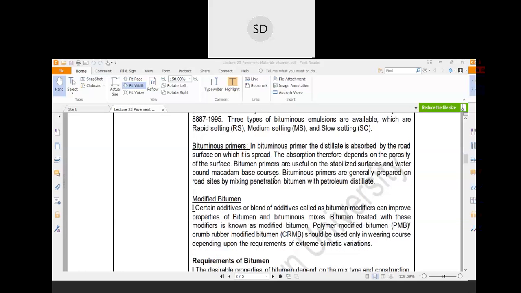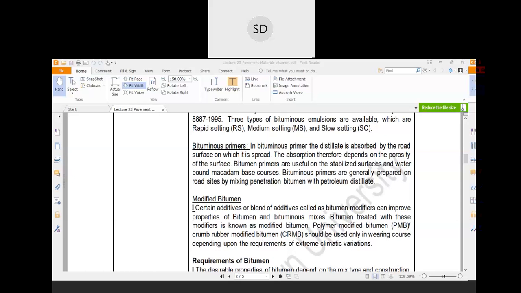Now another type of bituminous material is bituminous primers. In the bituminous primer, the distillate is absorbed by the road surface on which it is spread. Suppose one surface is provided over the road surface, some spray would be done. Sometimes you must have seen this over road construction. So this type of thing is called bitumen primers.